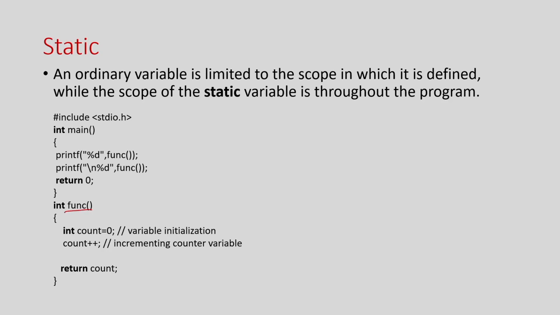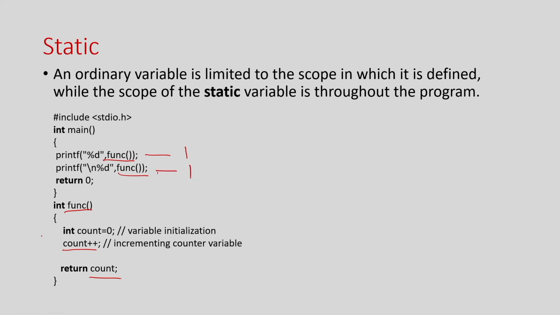There is a very nice example here. Suppose I have a function called func, where I have an int count, do count plus plus and return the count. In the main, I call func and then call func again. What is going to happen? The first time count is 0, then count becomes 1 and it returns count, so it will print 1. You call the second time, again count is 0, it becomes 1 and returns 1. So, it will print 1.